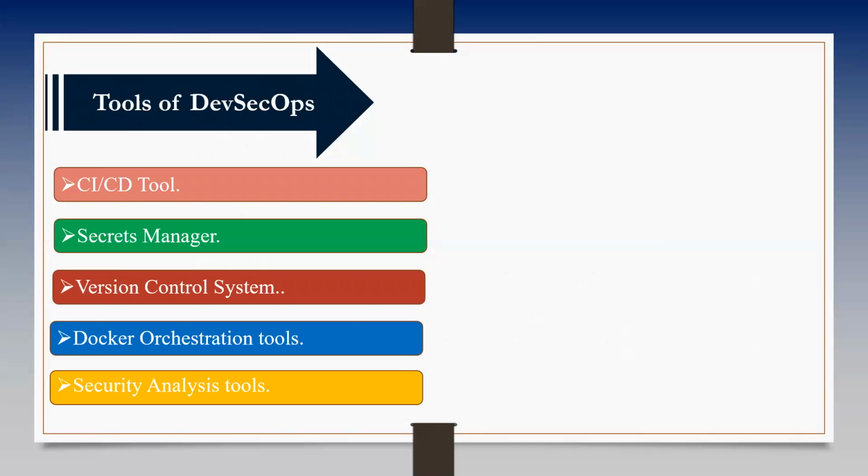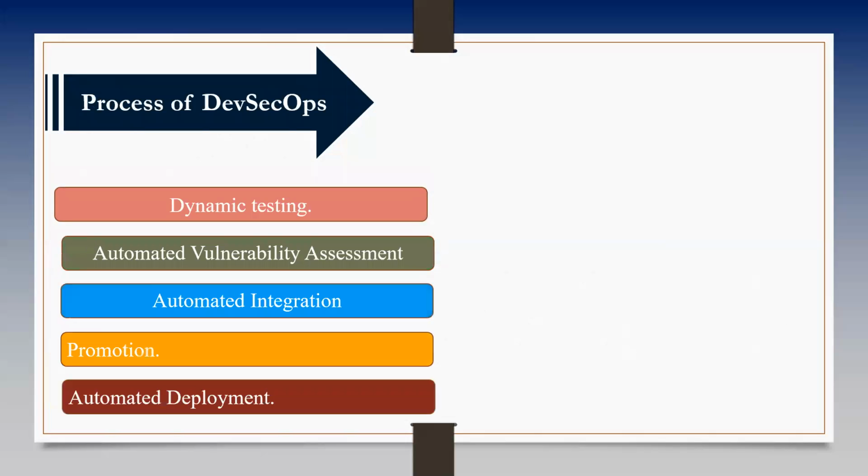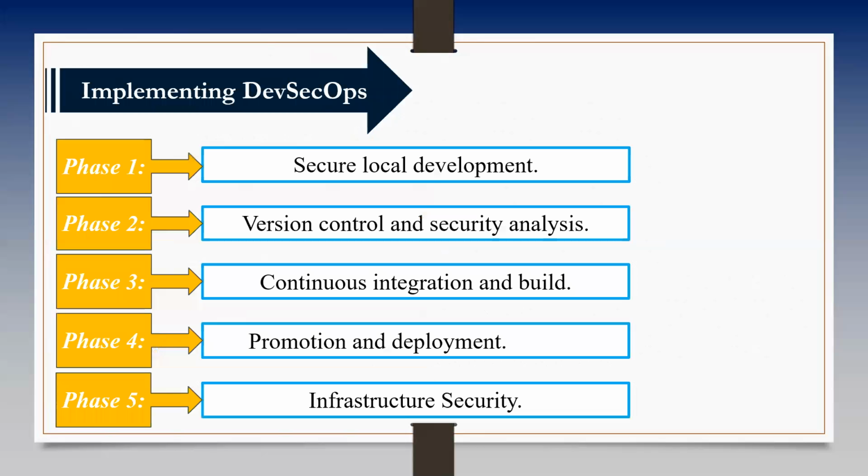Then we move to the tools of DevSecOps. What are the tools? CI/CD tool, secret manager, version control system, Docker orchestration tools, as well as security analysis tool. The process of DevSecOps is divided into 5 phases. There are dynamic testing, automated vulnerability assessment, automated integration, promotion, as well as automated deployment.